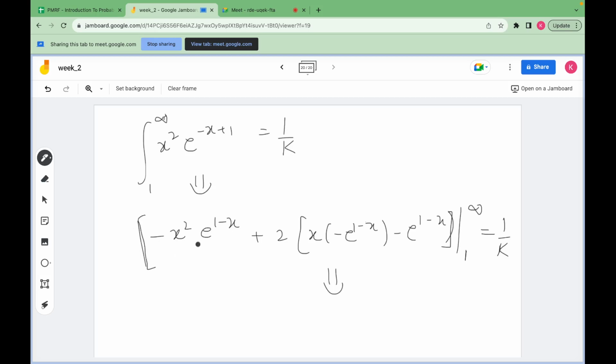This is the integration. You just need to put the values 1 and infinite, and then equate it to 1 by k. Tell me what is the value of k from this equation. You just need to put first infinite and then you need to put 1. Anyone? So this value comes out to be minus 1 by 5.